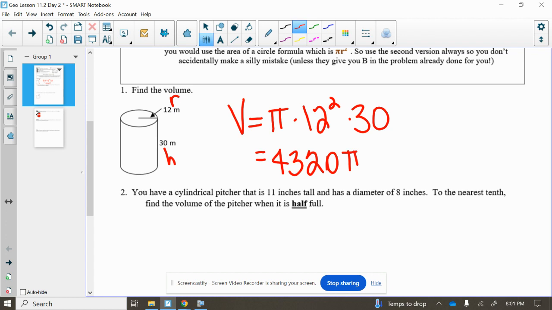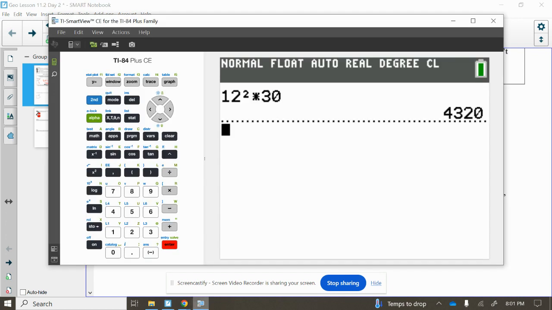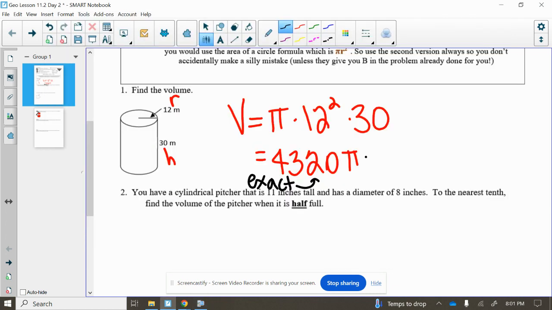Now, of course, if they ask you for a rounded answer, then you would just take that value and also include times the pi in your calculator. So that would be an approximation of about 13,571.7 cubic meters. So again, it'll depend on how the question is set up, exact versus rounded to the nearest tenth.